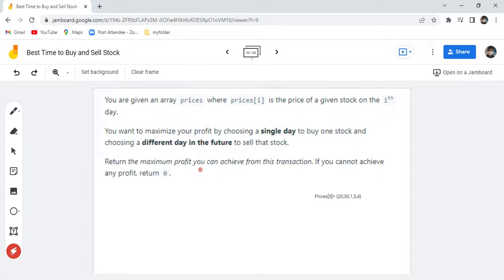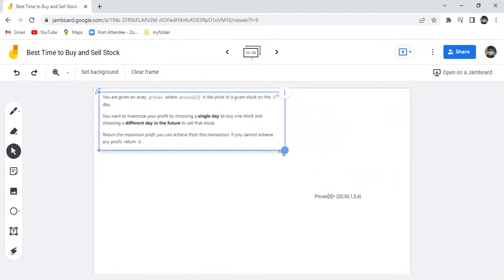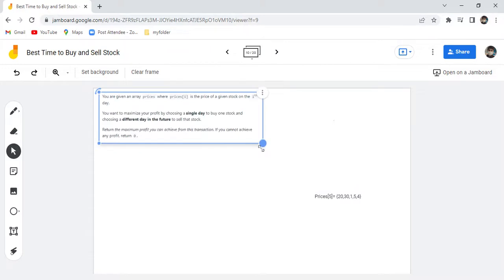Further, it says that return the maximum profit you can achieve from this transaction. If you cannot achieve any profit, return zero. So now we know the problem. Let's see how we can solve it.